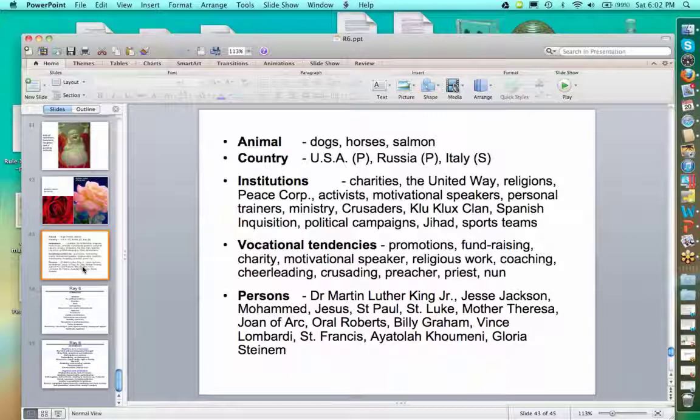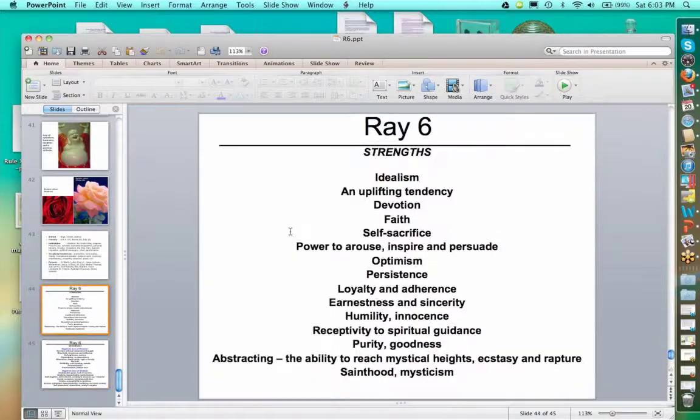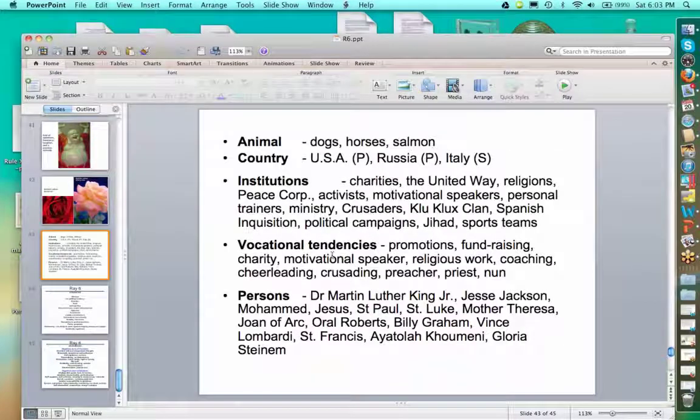Now we move into some negative stuff here, like the Crusaders. They fought for what they believed in. The Ku Klux Klan, the Spanish Inquisition. Political campaigns show such loyalty. The jihad and sports team. There's so much rah, rah, rah around sports team and campaigns. Vocational tendencies: promotions, fundraising, coaching, charity, religious work, crusading, preaching, and so on. And of course, here's some people that are very well known. Gloria Steinem, Vince Lombardi, St. Francis of Assisi, and so on.